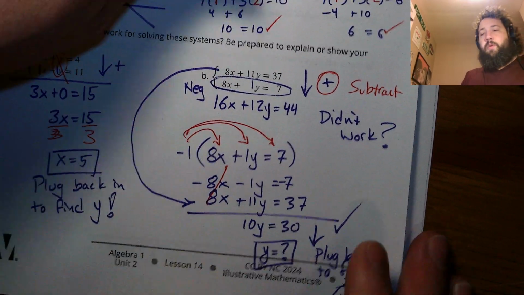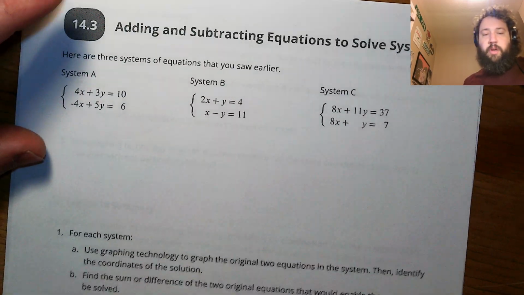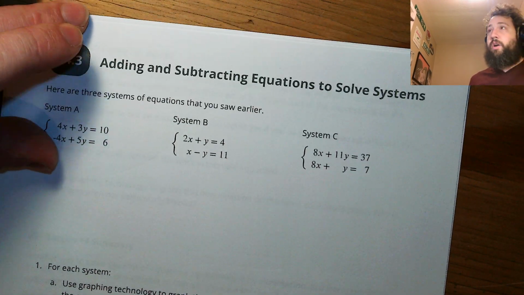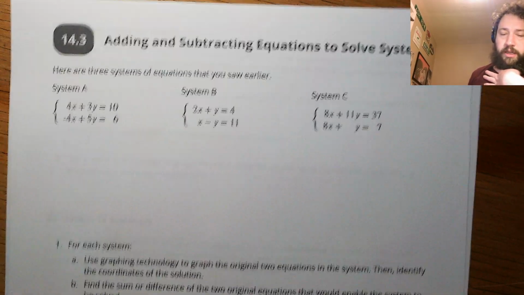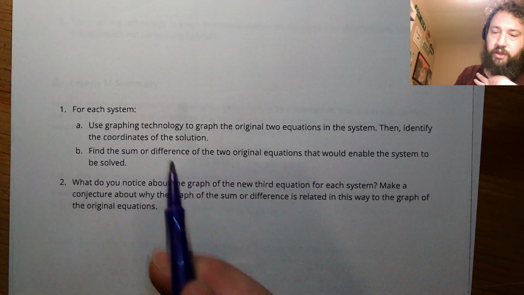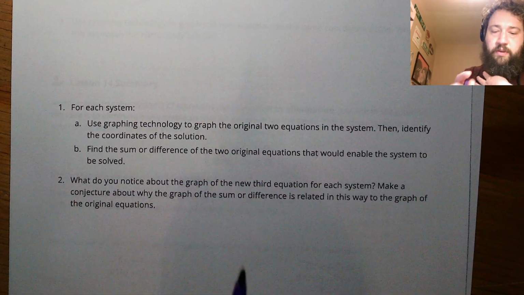All right, let's see what we have coming up next. We have 14.3. Here are the 3 systems that you saw earlier. So these are our 3 systems. And it says for each system, use graphing technology to graph the original 2 equations of the system, then identify the coordinates of the solution.